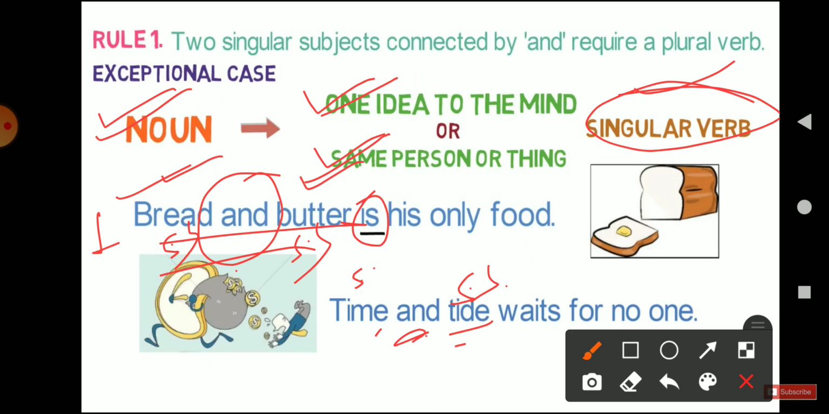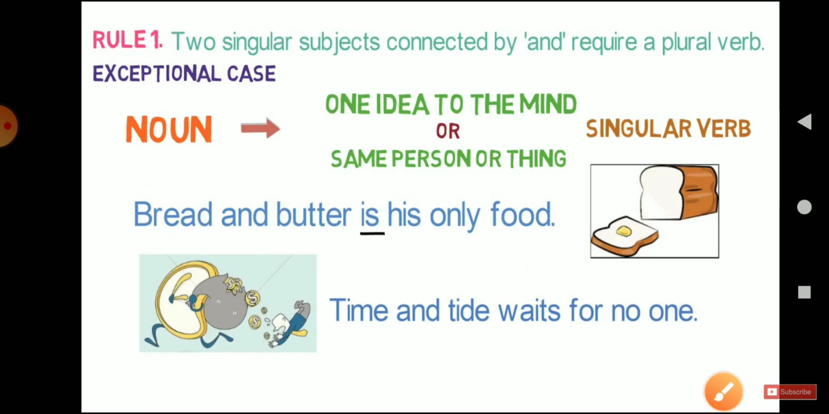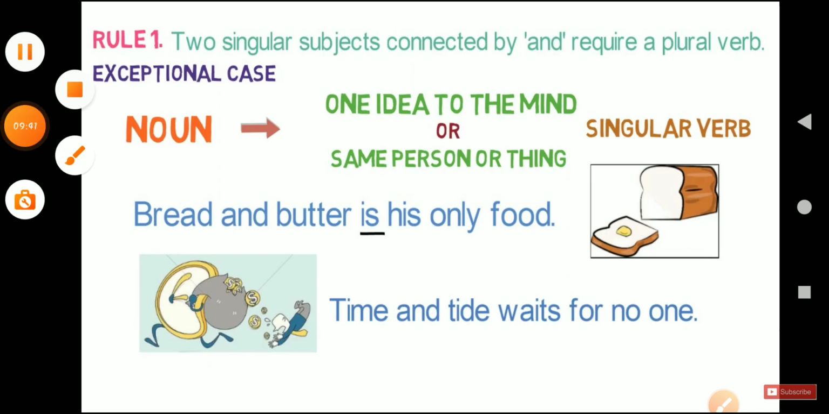Okay, because this represents the same or similar idea. So this is the first rule, which basically says that two singular subjects connected by "and" require a plural verb. This is the first example, or you can say the first rule.